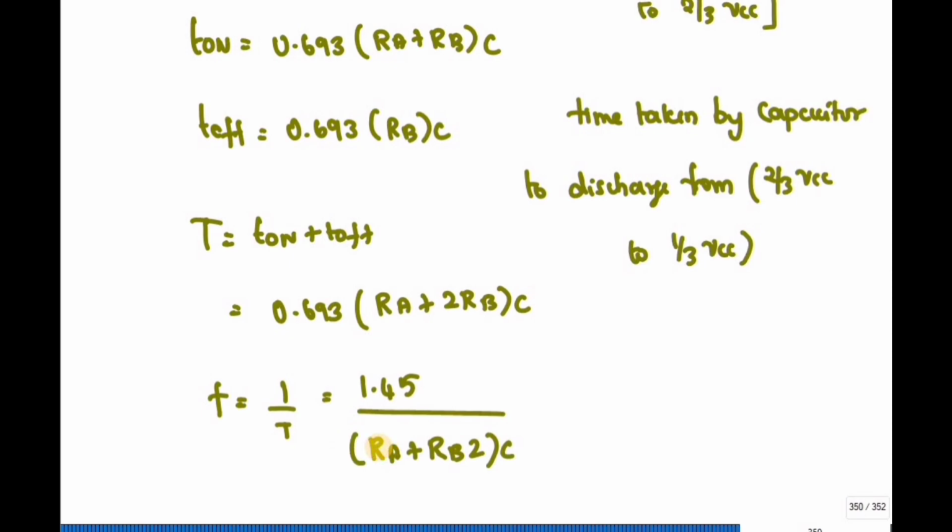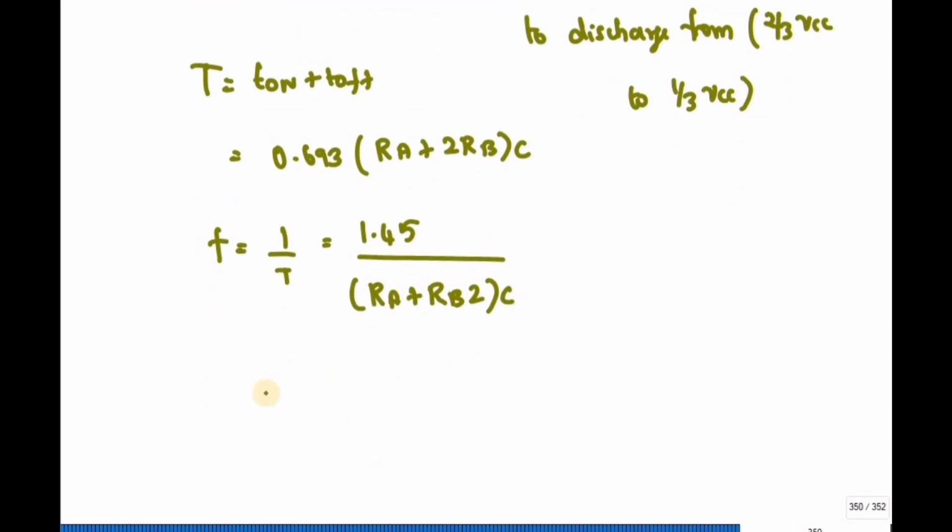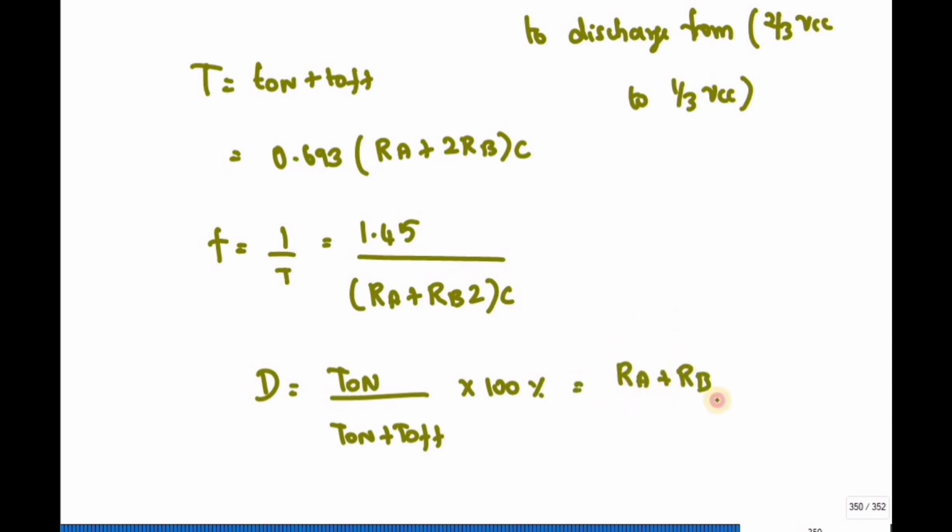Okay. So we know that the duty cycle is equal to T on divided by T on plus T off into 100. It is represented in percentage. Okay. So if I solve, I will get RA plus RB divided by RA plus 2RB into 100.